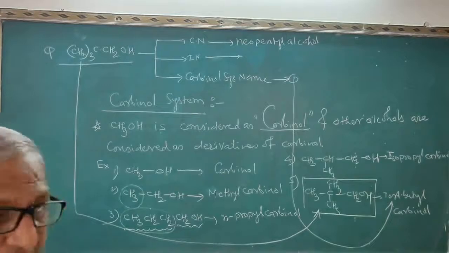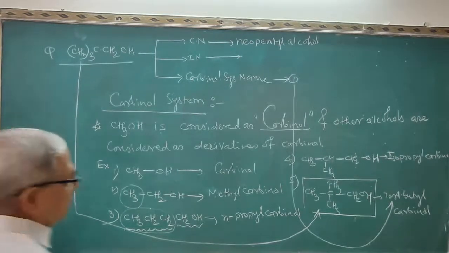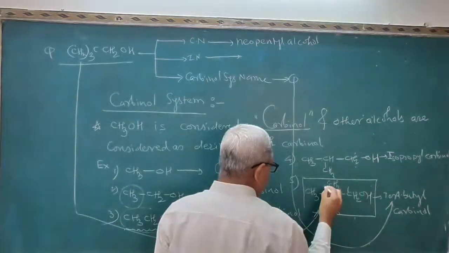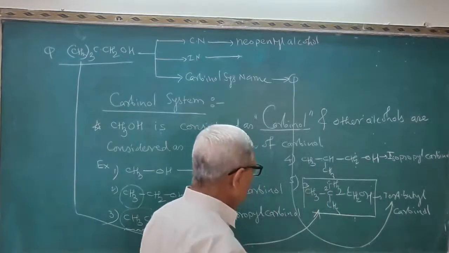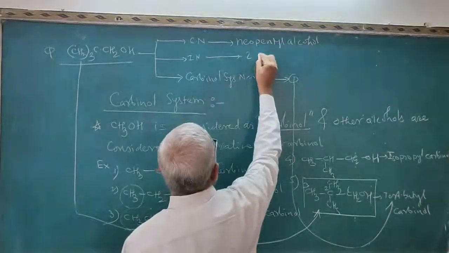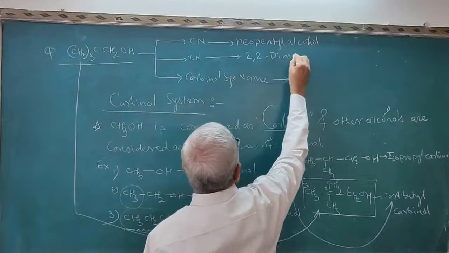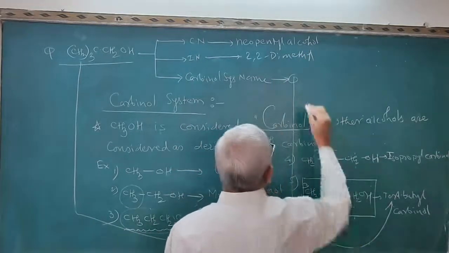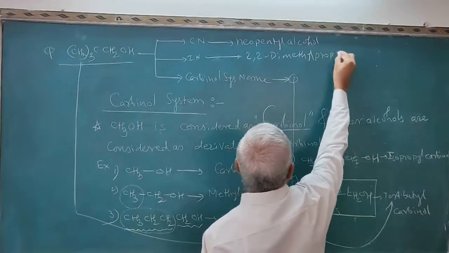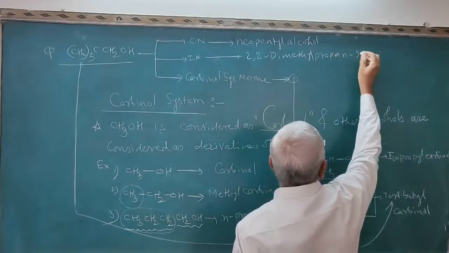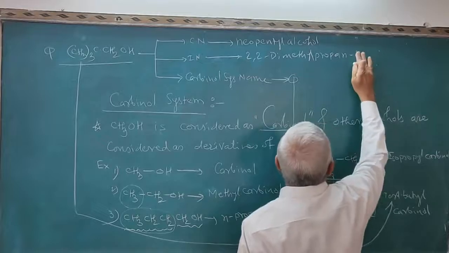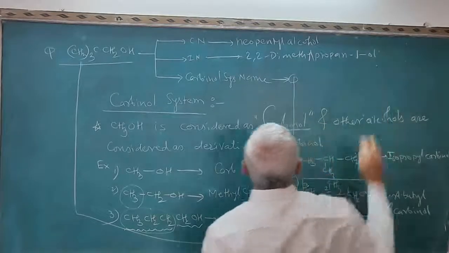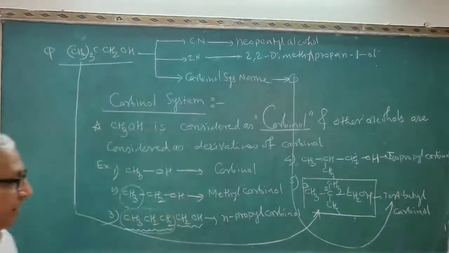Now you have to write the IUPAC name. So give the numbering here: 1, 2, 3. The name will become 2,2-dimethyl propane. 3 carbon atoms are in a straight chain. Suffix E is replaced by 1-OL, propan-1-ol. So this is the important point here.